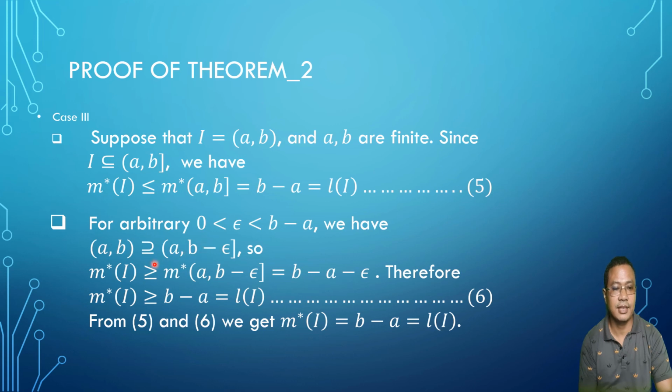That is, m star I will be greater than or equal to m star of (a, b minus a). But for this one we have shown it is equal to the length of the interval minus epsilon, that is, m star I is greater than or equal to b minus a, that is the length of the interval. Let it be inequality number 6. From 5 and 6 we have the inequality: m star I is exactly equal to b minus a, that is the length of the interval.